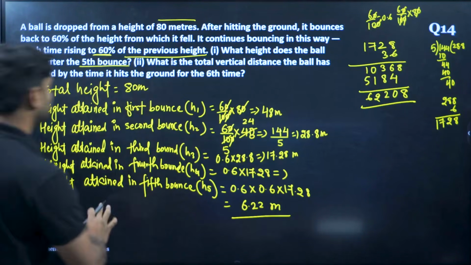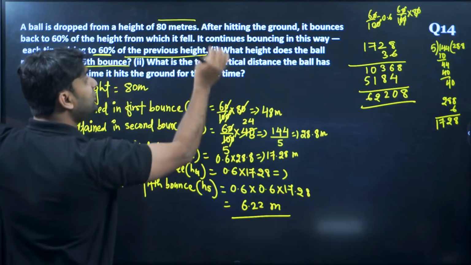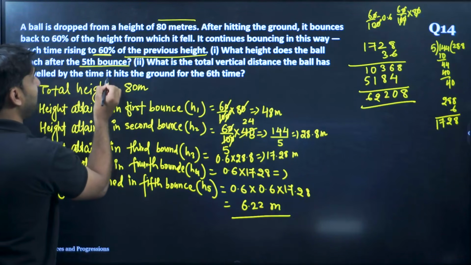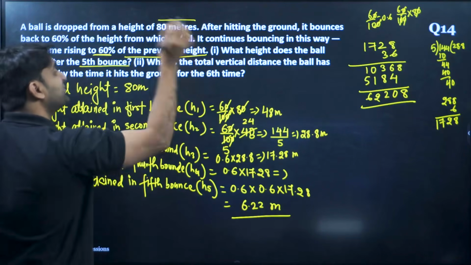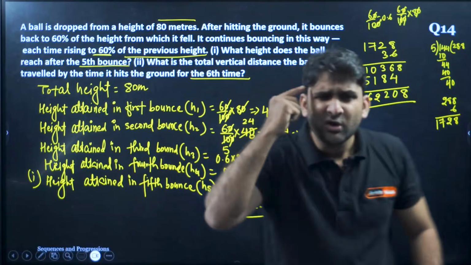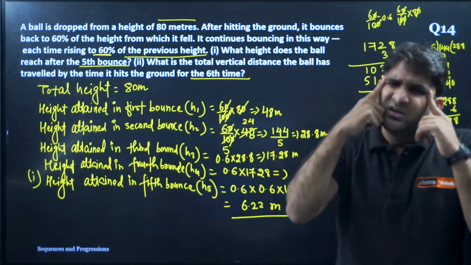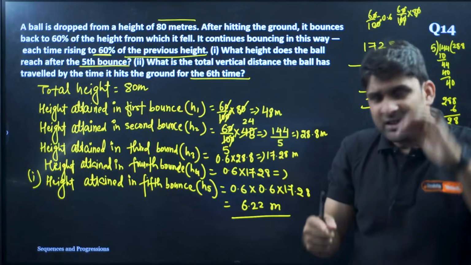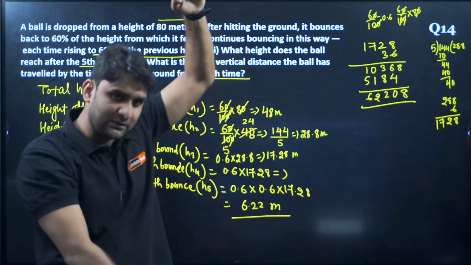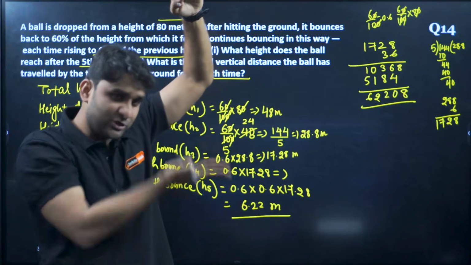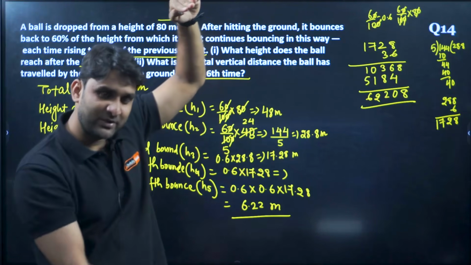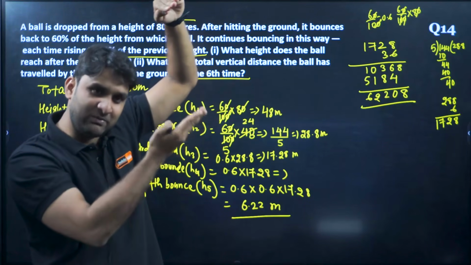Now this was the first question. Now second question. What is the total vertical distance the ball has traveled by the time it hits the ground for the sixth time? Listen everyone. For the sixth time. So the ball has dropped from the height 80 meter initially. So that vertical height will be added. H1, H2, H3, H4, H5, H6.